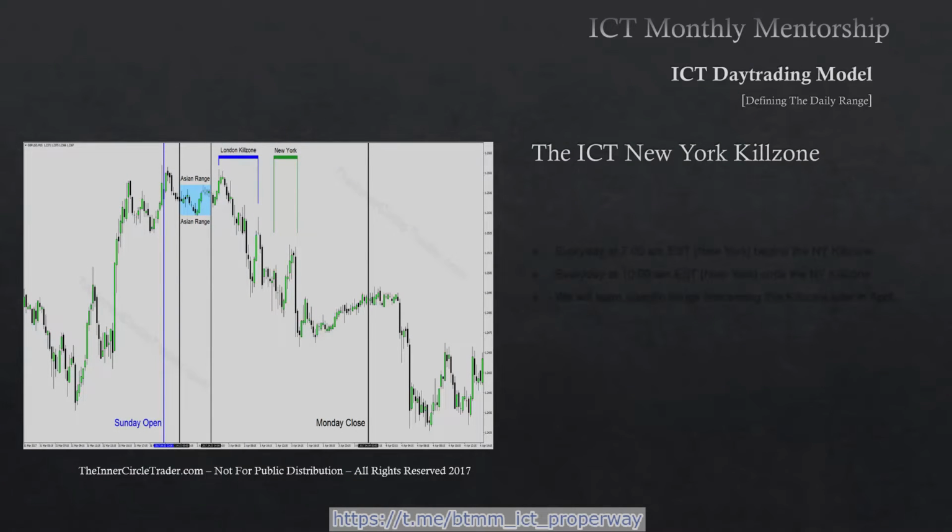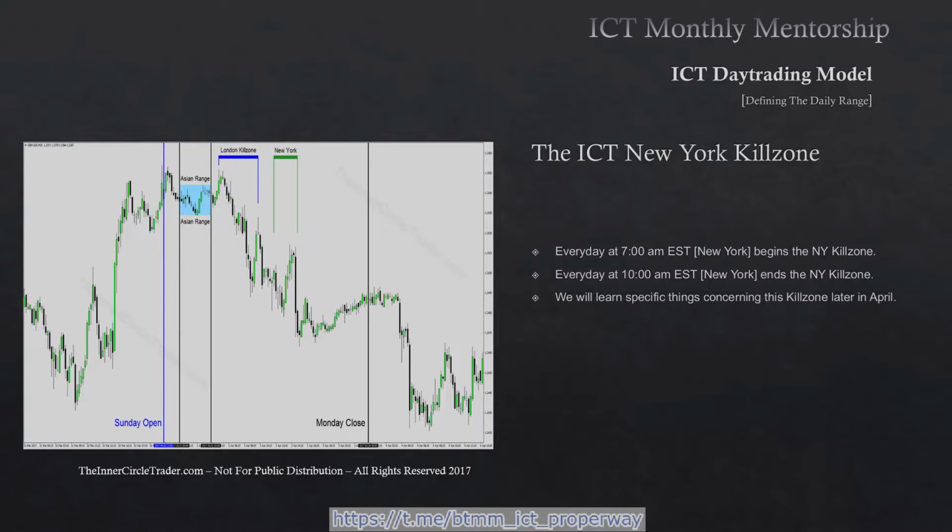Okay, the ICT New York Kill Zone. Every day at 7 a.m. Eastern Standard Time, New York, begins the New York Kill Zone. Every day at 10 a.m. Eastern Standard Time, New York, ends the New York Kill Zone. We will learn specific things concerning this kill zone later in April, but again, for now, these are the actual times I use to hunt the setup.